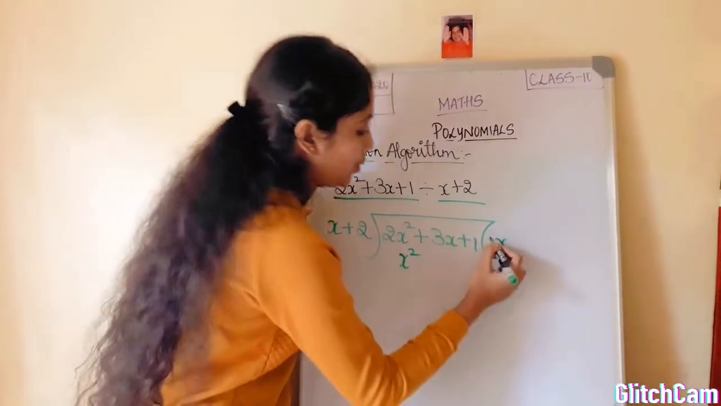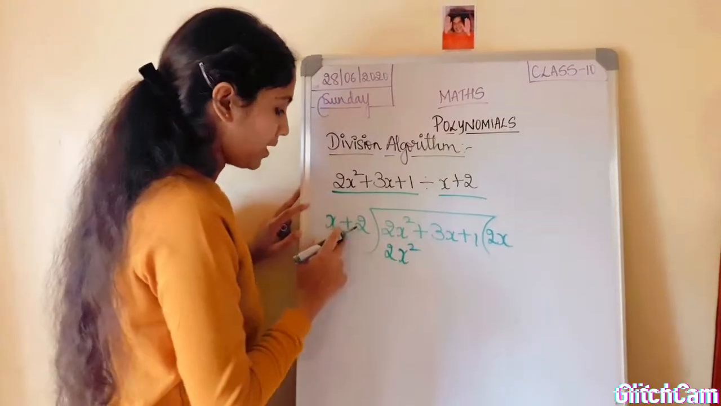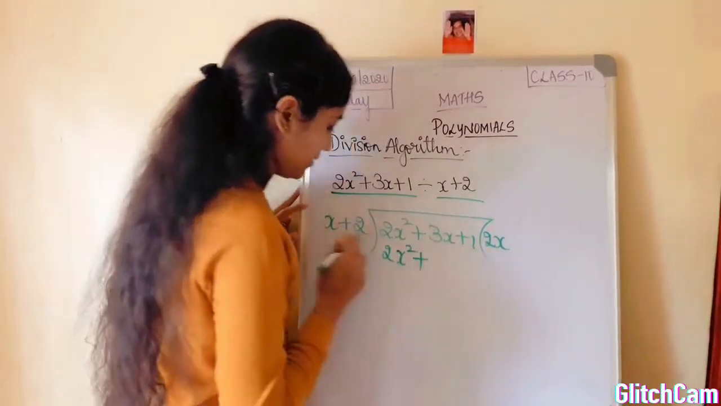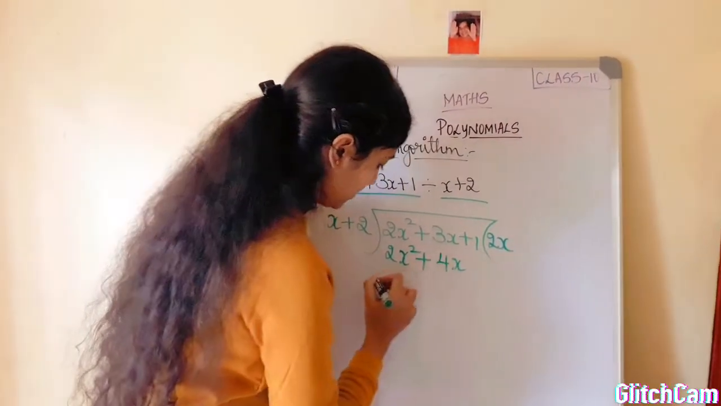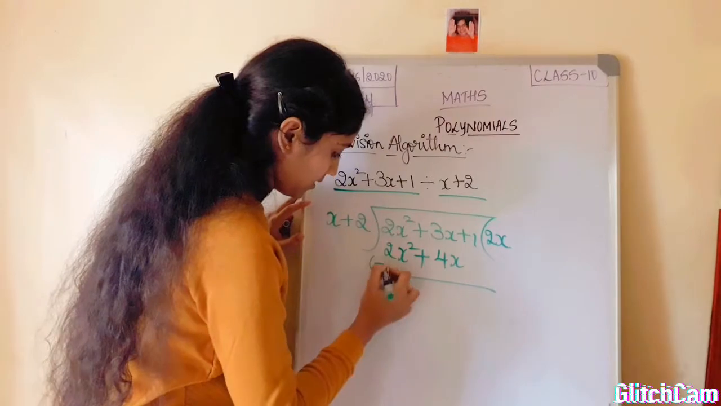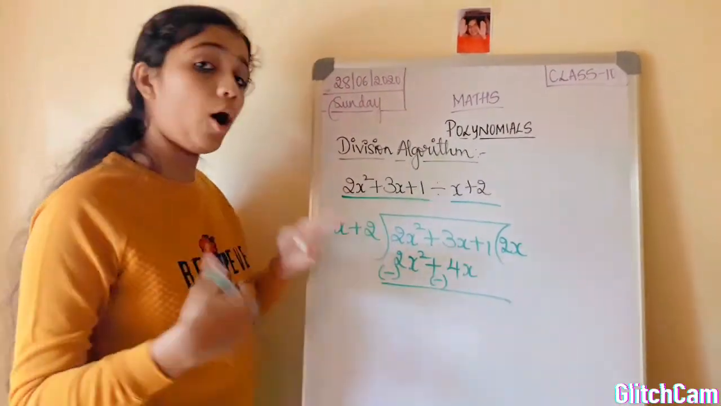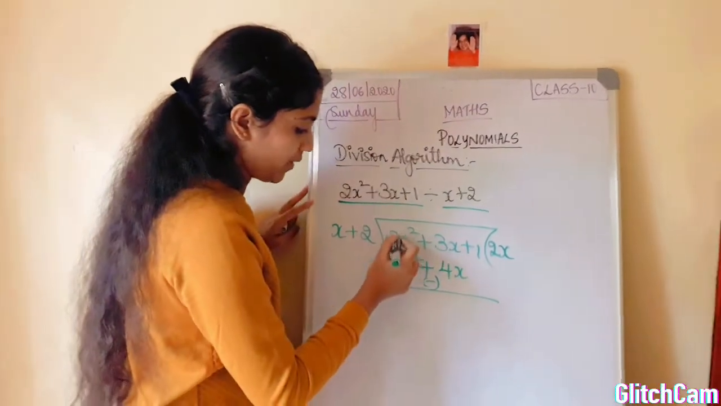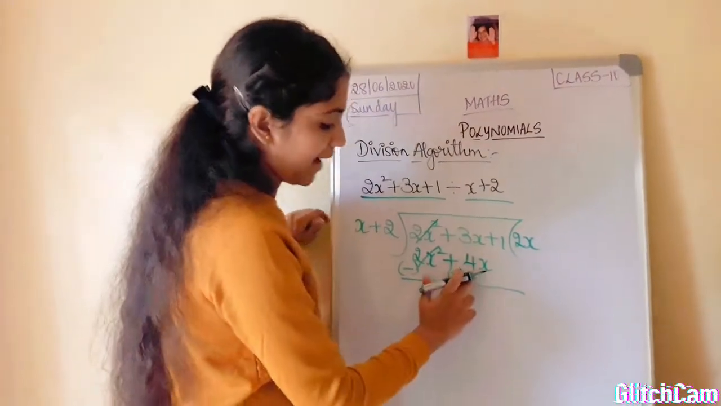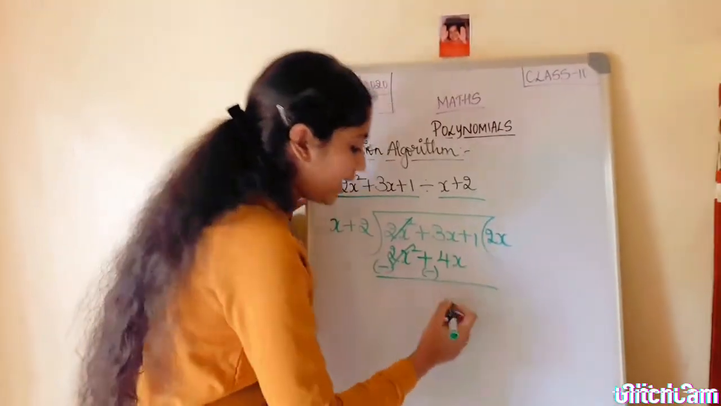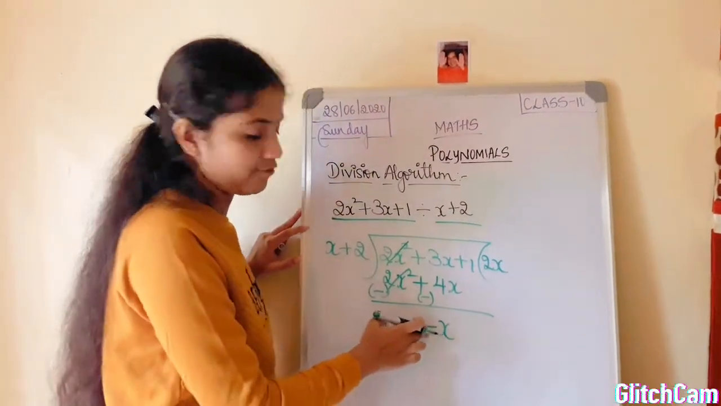x into 2x is 2x square. 2 into 2 is 4, plus into plus, plus 4x. Now this is a very important step. You have to change the sign to the opposite sign. So now 2x square minus 2x square gets cancelled. Now you have minus 4x plus 3x. You get minus x because 4 is greater and 4 has a symbol of minus, therefore it is minus.